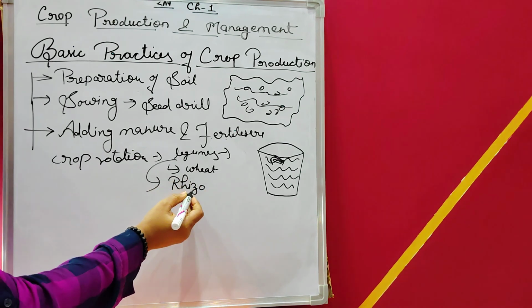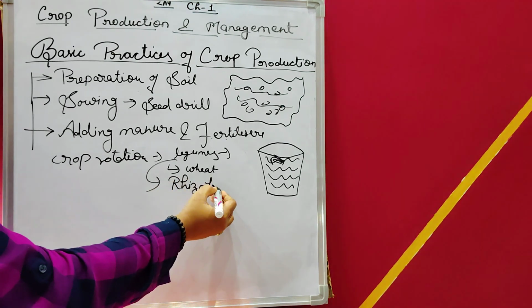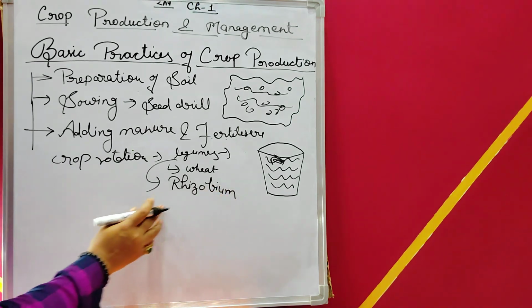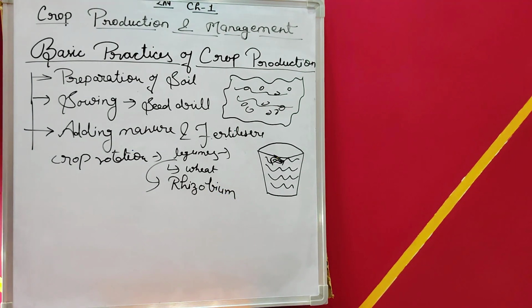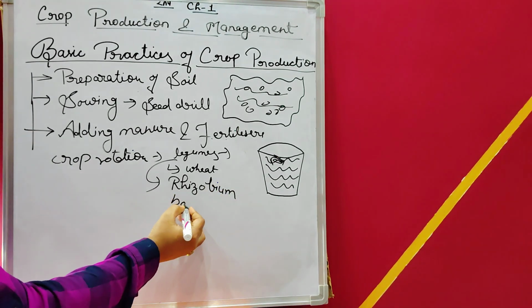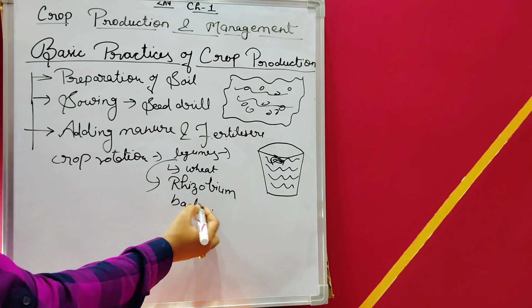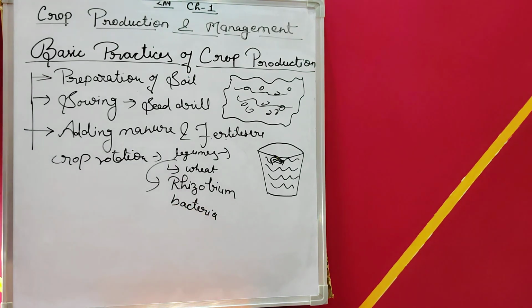Remember, this is quite important. It can be asked in the form of a one word answer. This is rhizobium bacteria, that is present in the roots of the leguminous plants and fixes atmospheric nitrogen. So a farmer can grow legumes in one season, and next season he can grow wheat, so that the soil can get its nutrients.